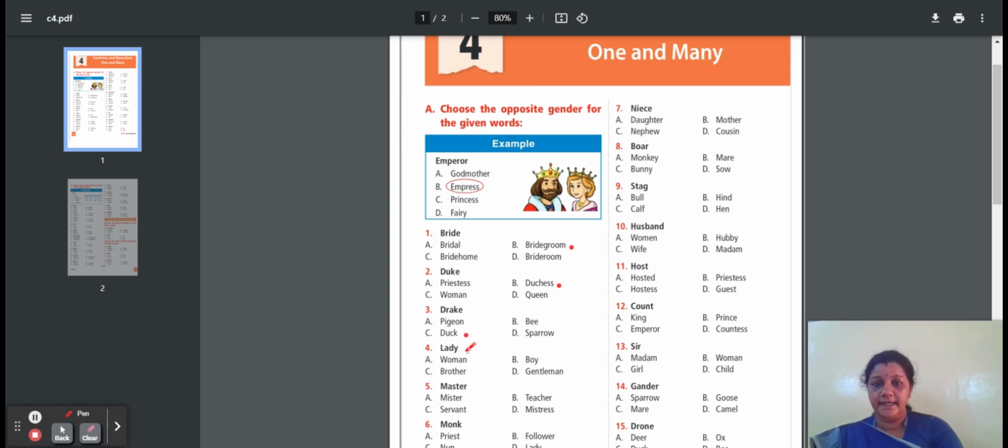Fourth one, lady. A polite way of saying woman. Here are the options: woman, boy, brother, gentleman. Woman, an adult female person. Boy, a male child or young man. Brother, a boy who has the same parents. Gentleman, a man who is polite and behaves well. Here, the option is gentleman. The opposite gender for lady is gentleman.